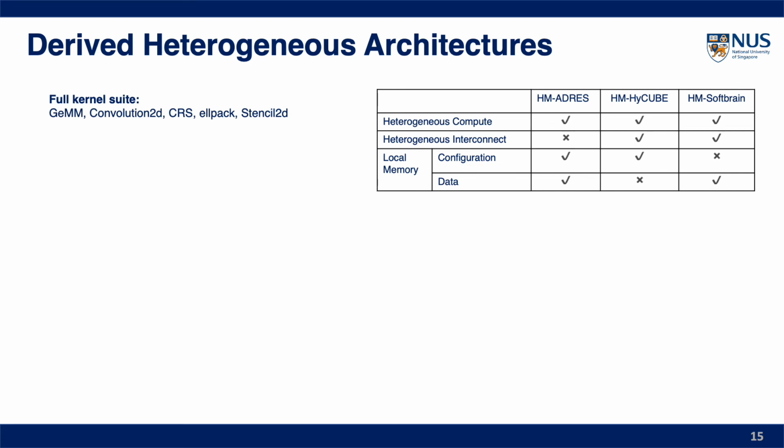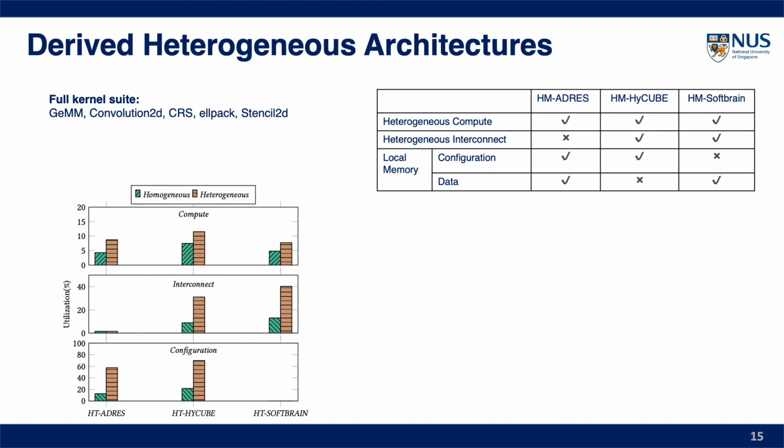ADRES has a simpler network without ALU bypass paths. Hence, any heterogeneous interconnect optimization adversely impacts the overall performance. Thus, it does not make sense to apply. HyCUBE does not have a local data memory in the PE, and SoftBrain does not have a configuration memory as the PEs are not time-sharing.